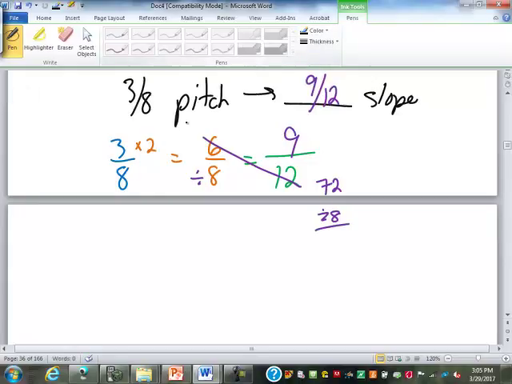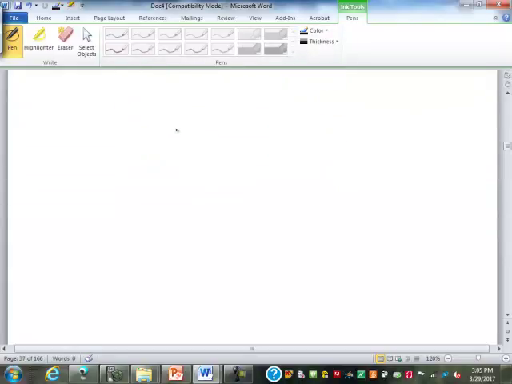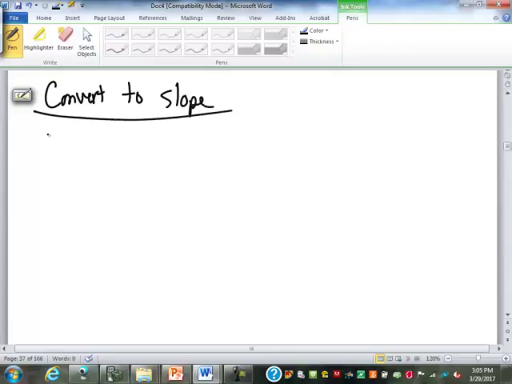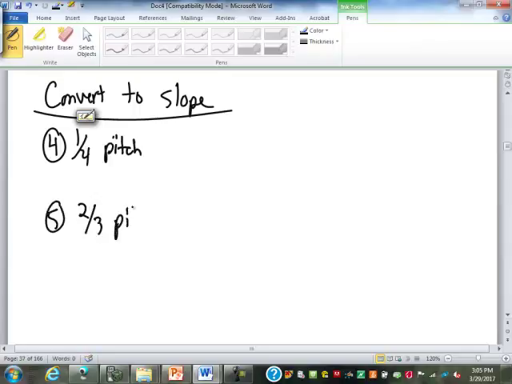So in that packet, the next section, the next 3 problems were convert to a slope. So I want you to do those in your notes quick. We got a 1/4 pitch, we have a 2/3 pitch, and we have a 1/6 pitch. Convert those to slopes quick.